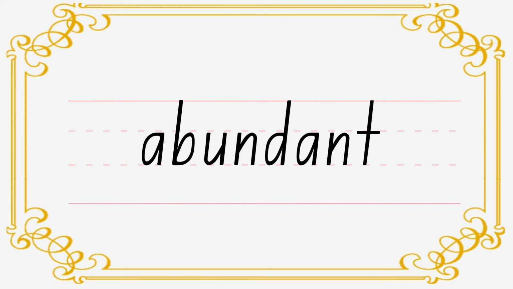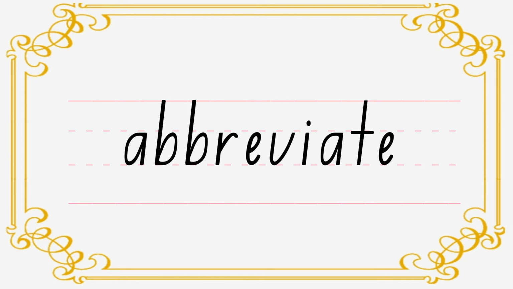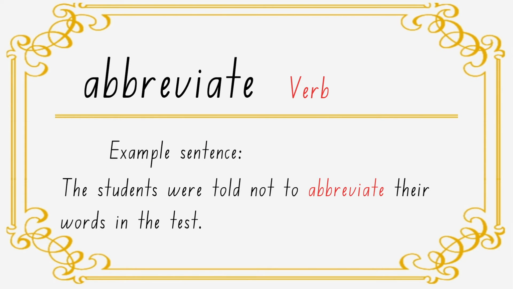ABUNDANT spells abundant. The next word is abbreviate. Abbreviate is a verb, and it means to shorten a word, phrase, or text. You should have come across a lot of abbreviations somewhere in your life, more commonly on the internet, in your work, and now even in your speech.